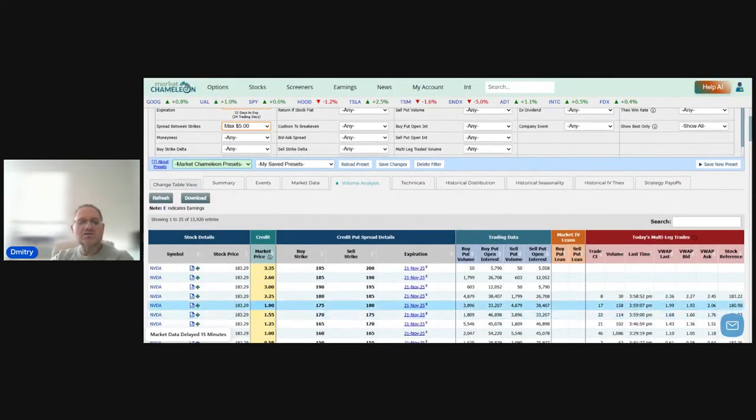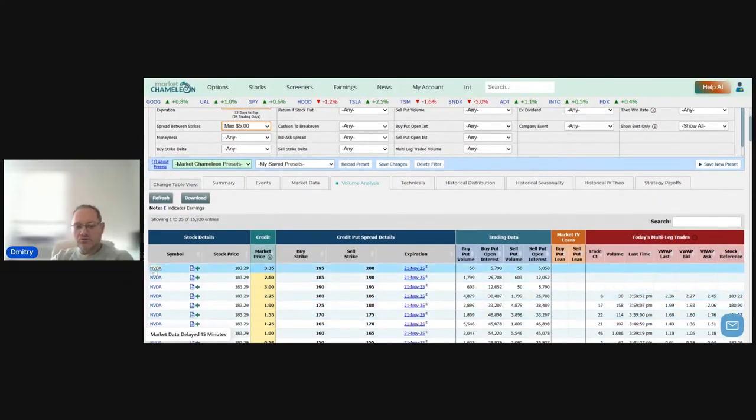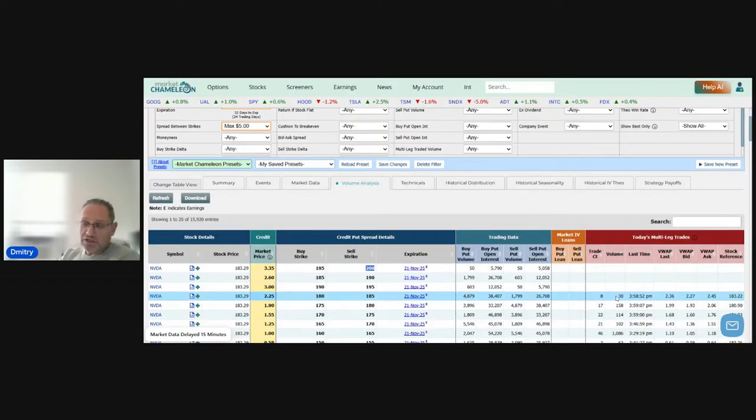This volume analysis, if we go from left to right, you can see here this is NVIDIA. This is the spread we're looking at, November 21st. It's on the 200 strike, buying the 195 strike. And then we have the volume on each strike, open interest, and all the way to the right, if this spread actually traded, if there were actual trades where a multi-leg order came into the market and got printed on the tape, we detected it, assembled it, it'll show up in here.